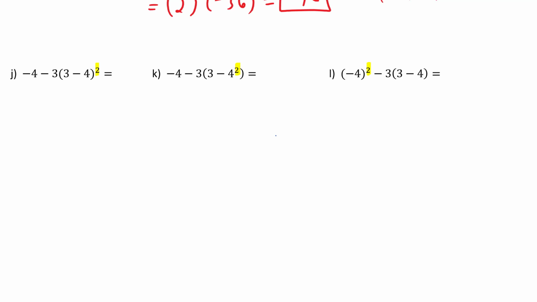I said earlier that there's only one difference between these problems. The exponent has been moved about. Remember, we have to always follow the order of operations. We always have to follow BEDMAS. So let's do that now.